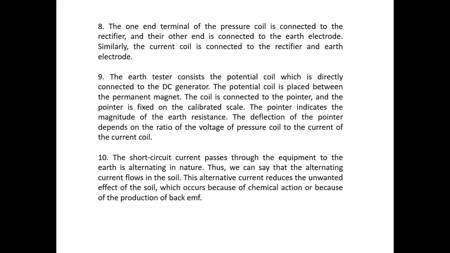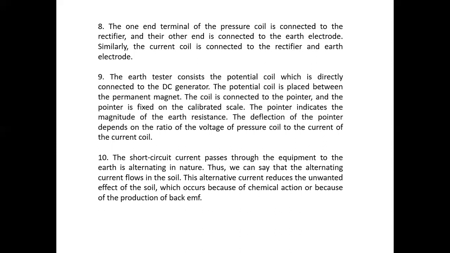One end of the terminal of the pressure coil is connected to the rectifier, and the other end is connected to the earth electrode. Similarly, the current coil is connected to the rectifier and earth electrode. One current coil and pressure coil are connected between the rectifier and earth electrode.